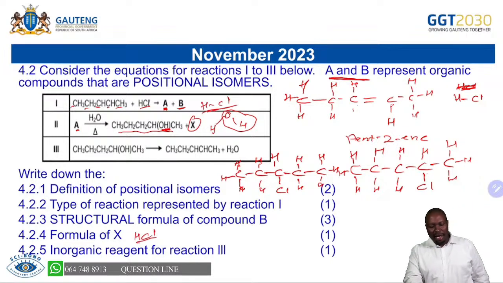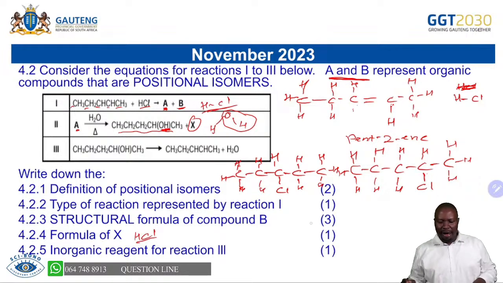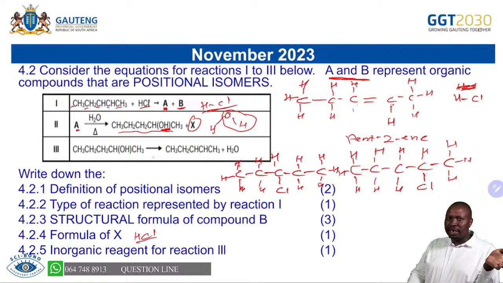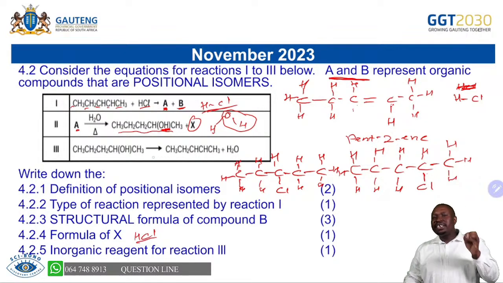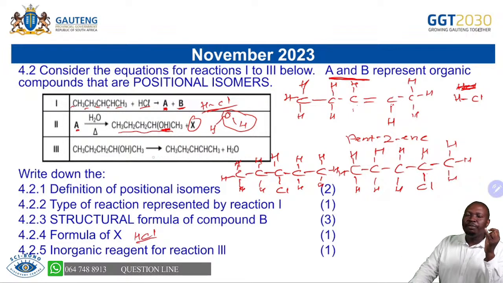And then they are saying for reaction 3, what is the inorganic reagent for reaction 3? Remember, for this type of reaction, I'm emphasizing again that when we have water in a reaction, whether water is a reactant or water is a product, in our syllabus it's only in substitution where we have water and we are not using sulfuric acid. But when we are doing elimination, we are using sulfuric acid as a catalyst.